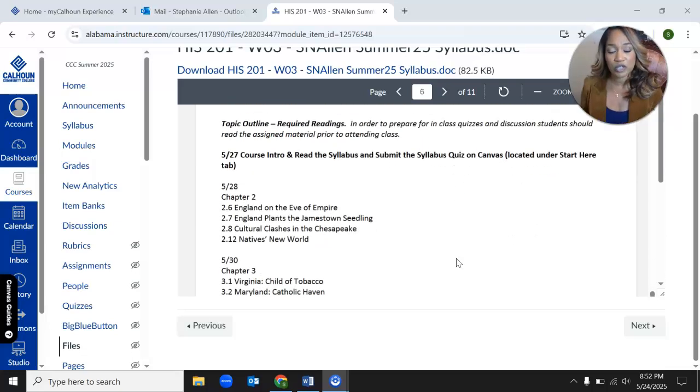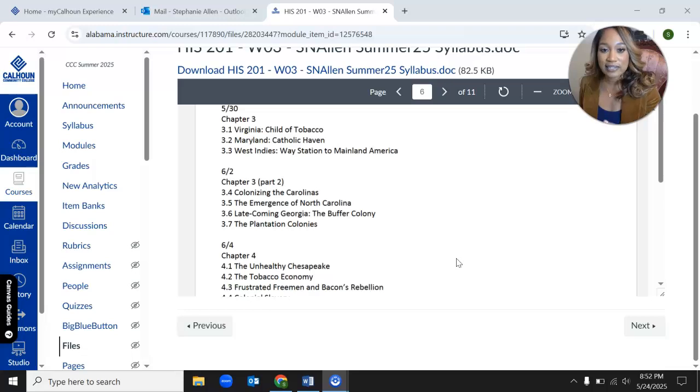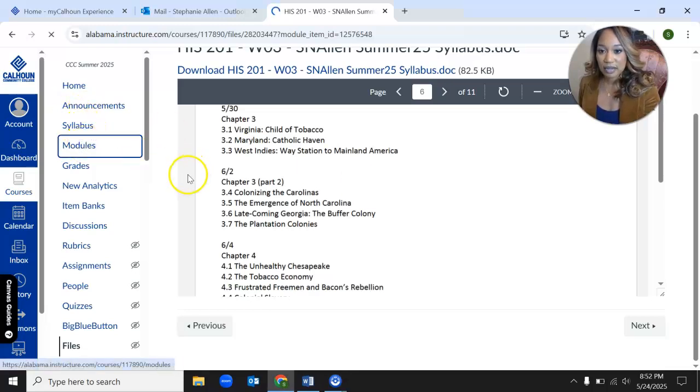I also provide you with a course tentative schedule that kind of says, if you follow these readings, then you should probably be progressing through information in a timely manner, as opposed to trying to wait until the night before the exam to complete the assignments.